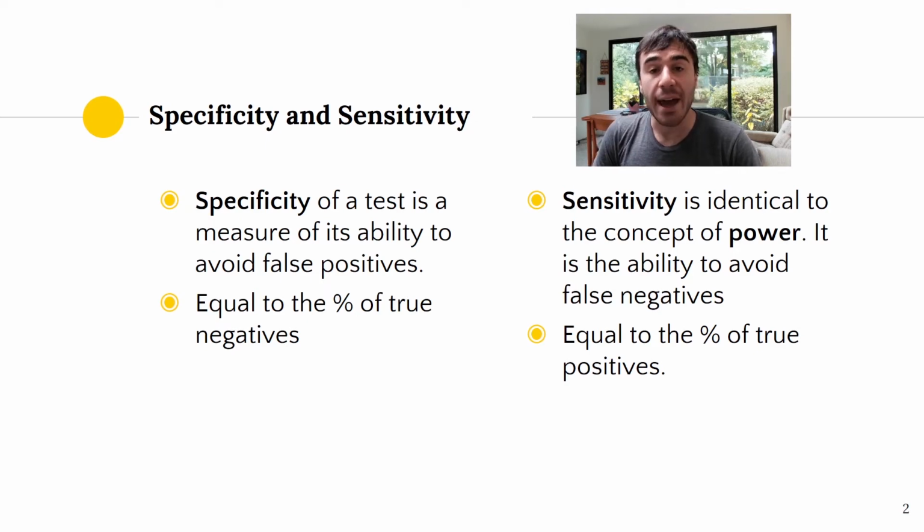Now, we actually calculate sensitivities and specificities, and they're both percentages from 0 to 100%, with higher percentages meaning the test is either more sensitive or more specific. Essentially, the specificity is equal to the percentage of true negatives, so the test being negative when you don't have the disease, and the sensitivity is equal to the percentage of true positives, so the test is positive when you do have the disease. Let's go through some examples.